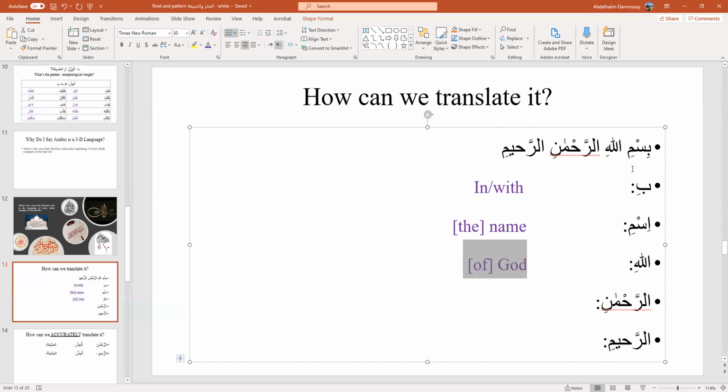And if you can see in this part, when the word Allah is preceded by a kasra, it's not pronounced as Allah, which is the default way of pronouncing it. It's pronounced as Illah. So it will be pronounced as Bismillah. So Bismillah, in the name of God. Now, this is the easy part to translate. Let's now move to the hard part.